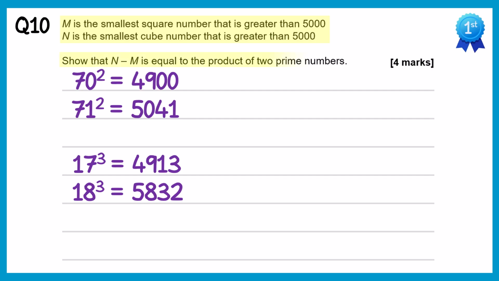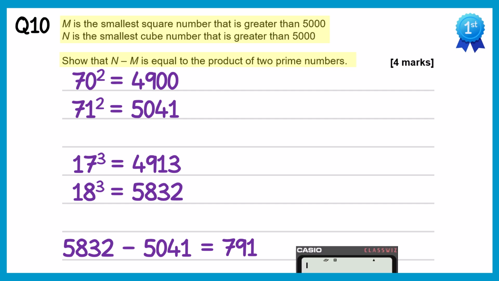We need to show that the difference between those is the product of two prime numbers. So let's subtract them, and if you subtract these, you end up with 791. So we need to show that this is the product of two prime numbers, but it might be quite difficult to guess which two prime numbers multiply to give this. Fortunately, there's an easy way to do this with your calculator.